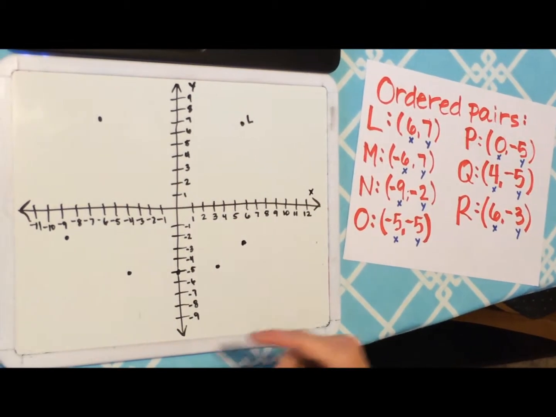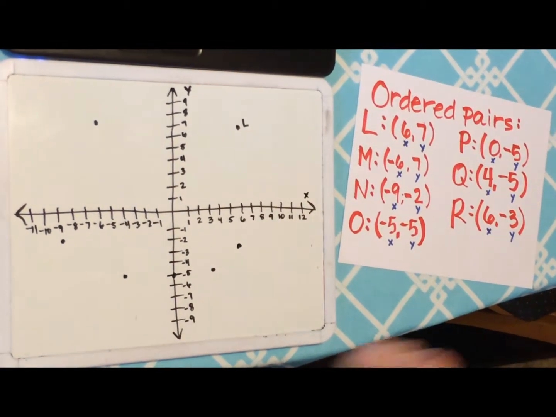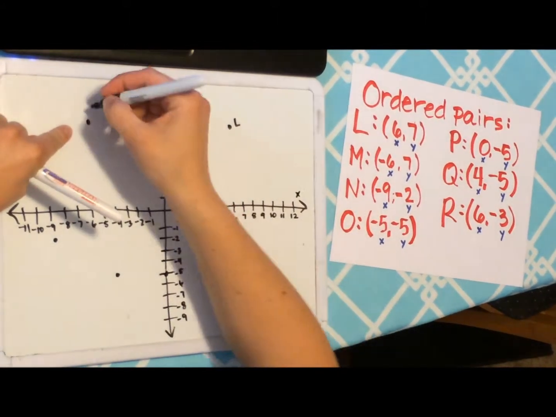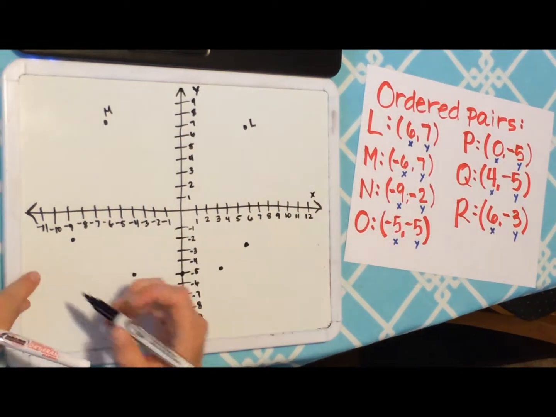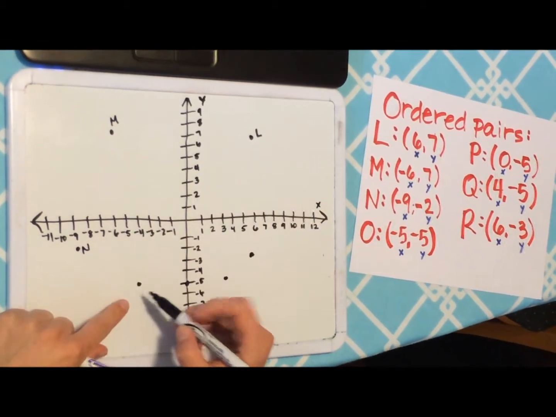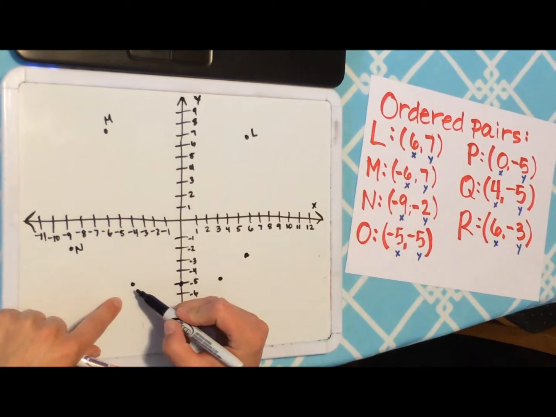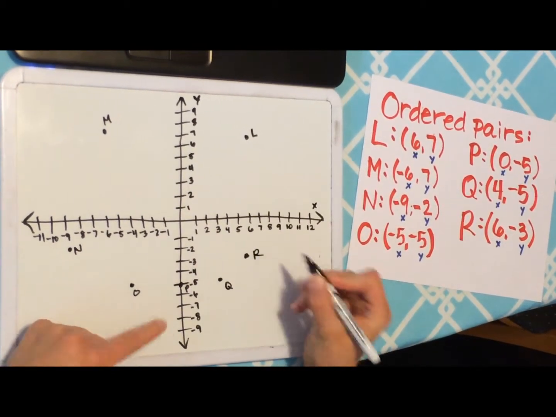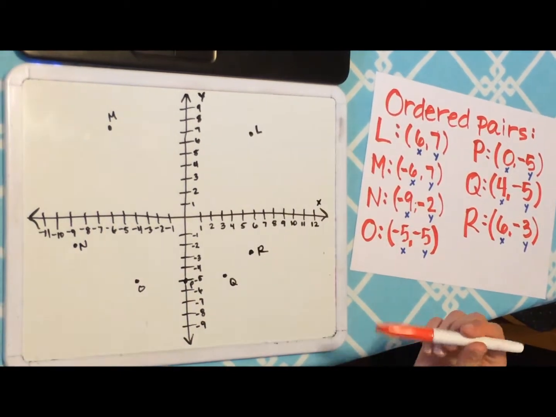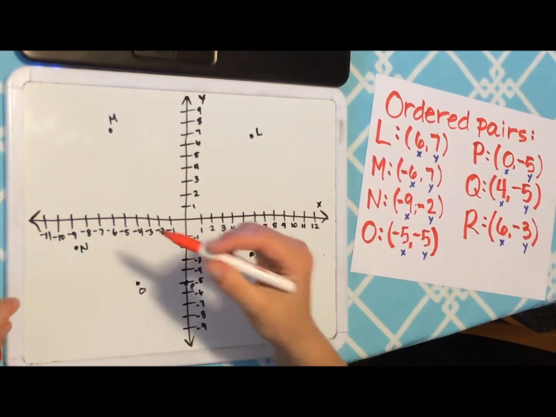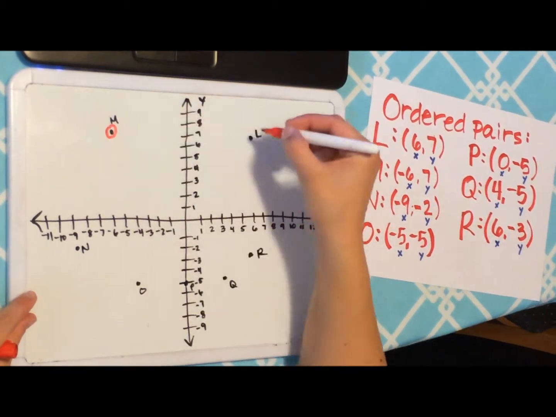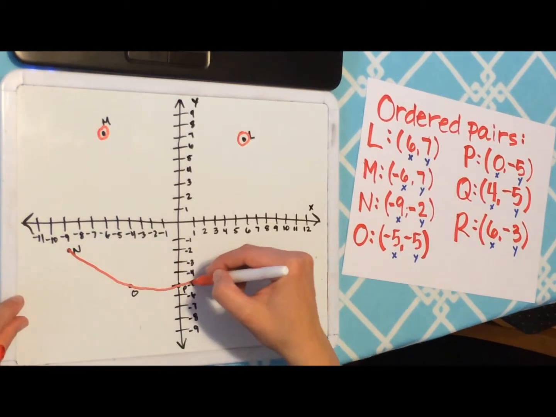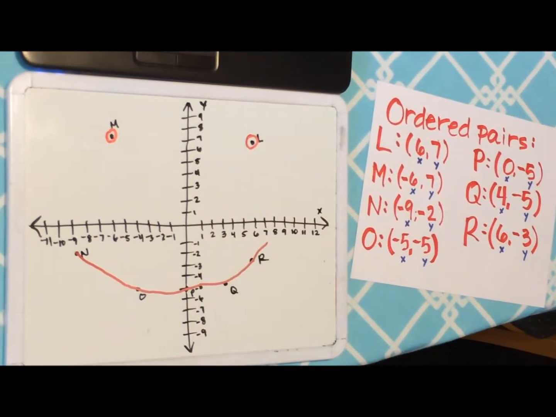Let's see. What did we design? Well, oh, you know what we forgot to do? We forgot to label our points. This one was M. This one was N. This one O, P, Q, R. Sorry about that. So I'm going to get my red marker out, and we have one eye, two eyes, and connect the dots, and it's a smiley face.